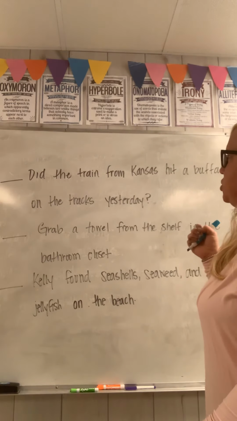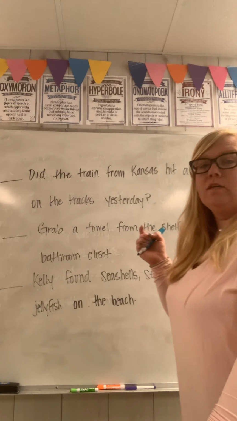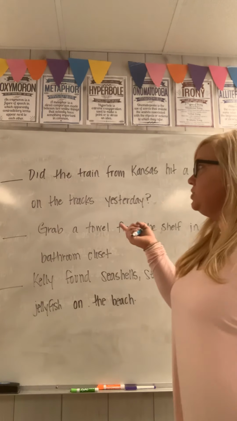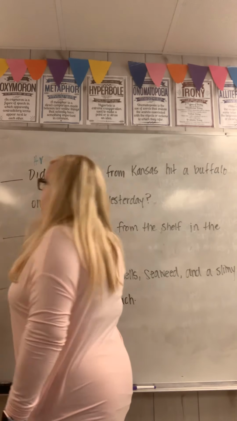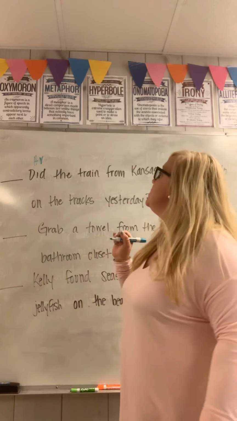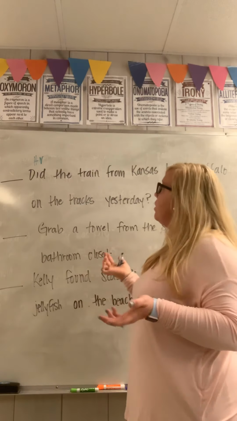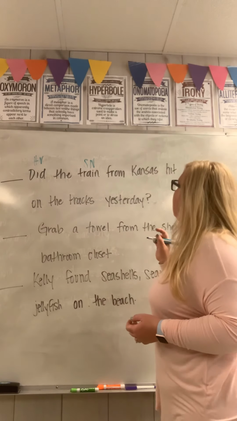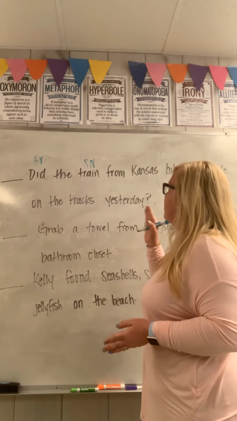Number 1 says, did the train from Kansas hit a buffalo on the tracks yesterday? So as we can tell right off, this is a question, right? So when you have a question, it always starts with a helping verb. So did is our helping verb. And then you have to ask, what's the sentence about? It's about the train. So that's our subject noun.